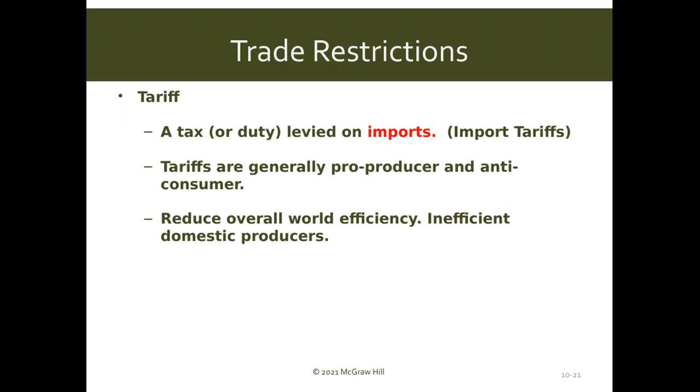So that's why I wrote tariffs, import tariffs. I'm not talking about export tariffs. A tariff is a tax or duty levied on imports. Sometimes we have export tariffs as well.